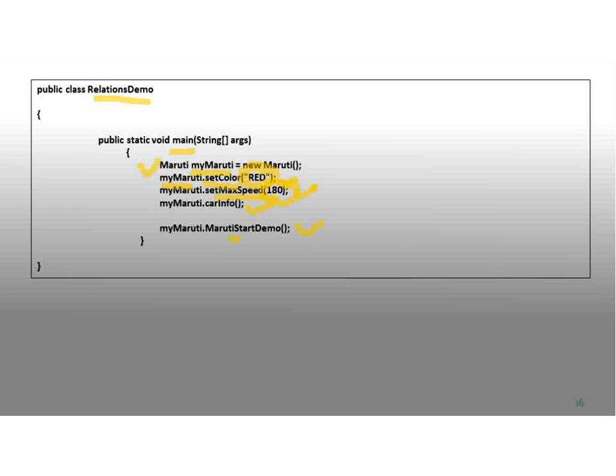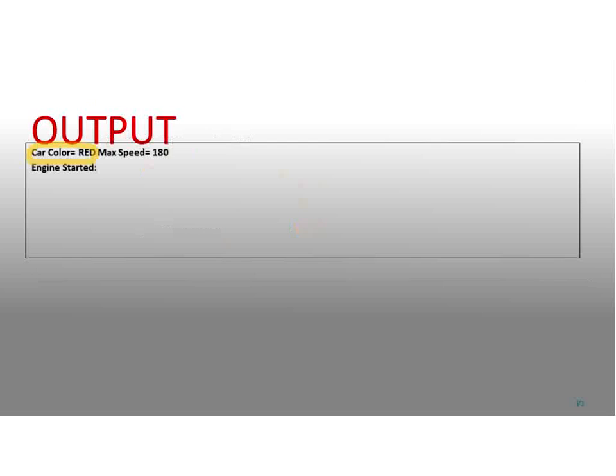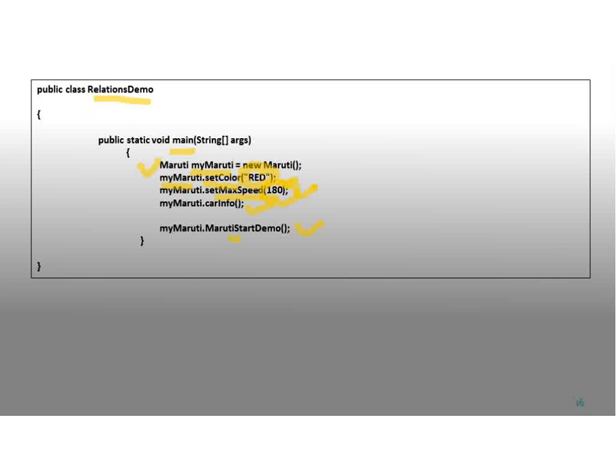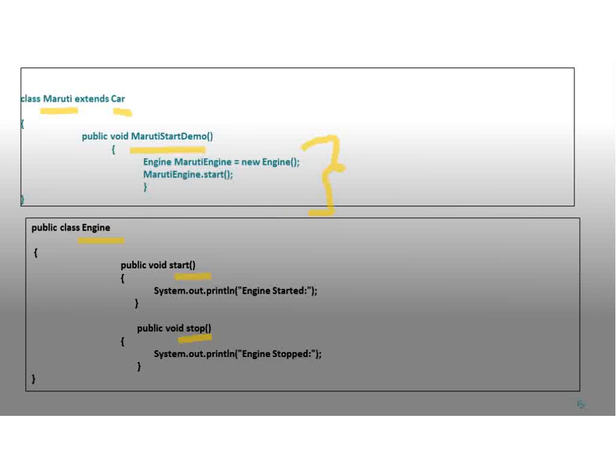And then max speed. So we have max speed is equals to the value of this variable. The value is assigned as 180. So this is the value 180. We have "max speed is equals to 180". And then we have carInfo and marutiStartDemo method.